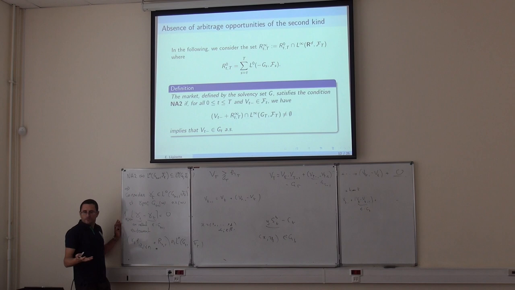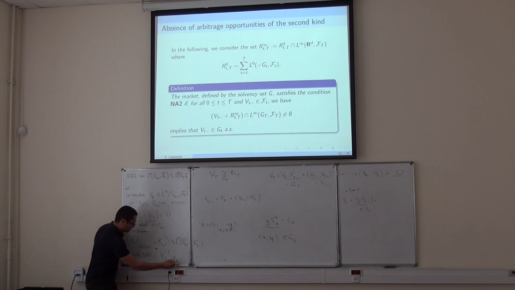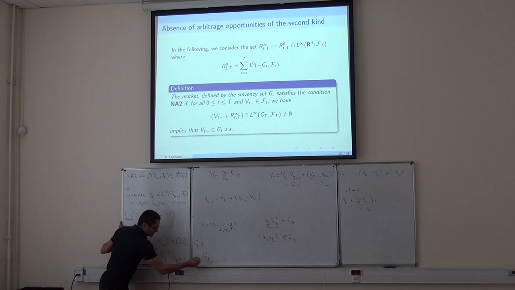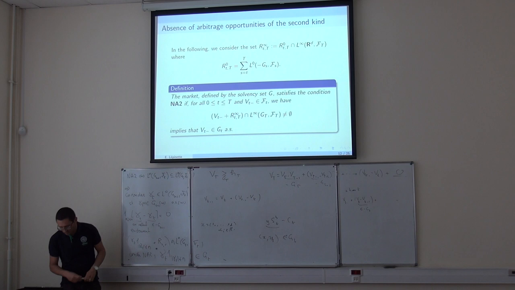So under NA2, you deduce that gamma_t indicator function of gamma_t less than n belongs to G_t. So now make n converge to infinity, and then you get that gamma_t belongs to G_t. That is what we want to show. Okay? So this is always simple.